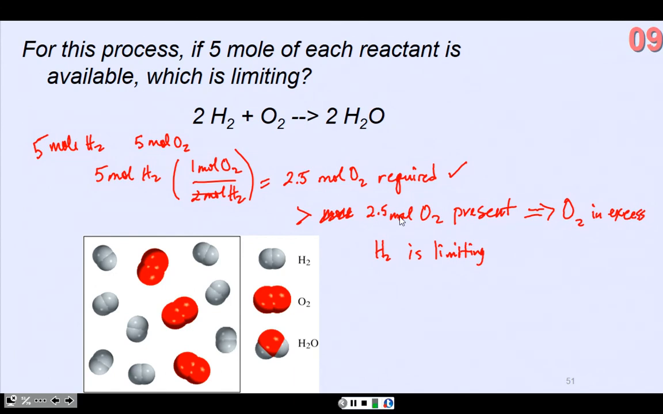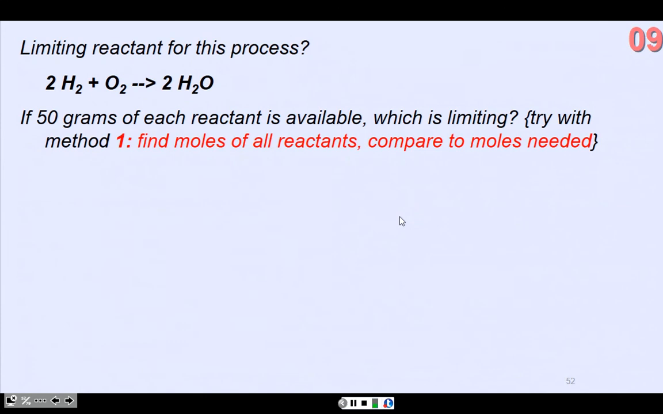Let's do another one. Same reaction, keeping it simple. Let's use method 1, where we find, using grams now, the moles of all the reactants and then how many moles are needed. This is the method I tend to lean towards. Now, both of them work.